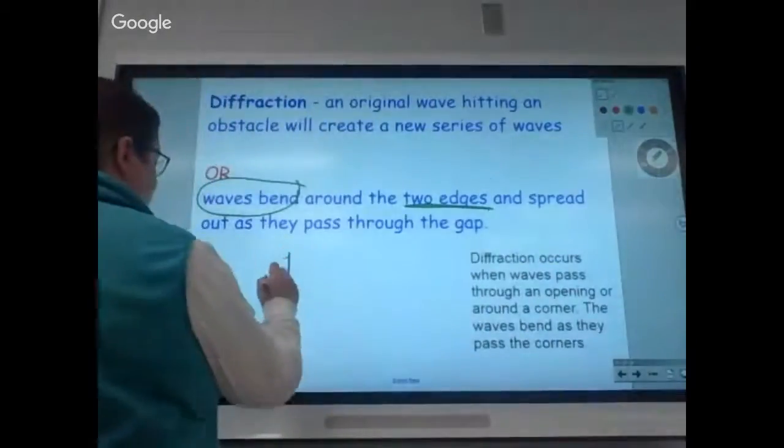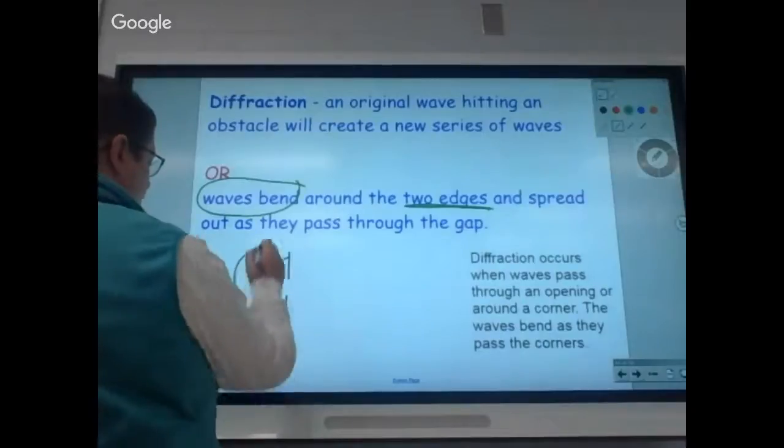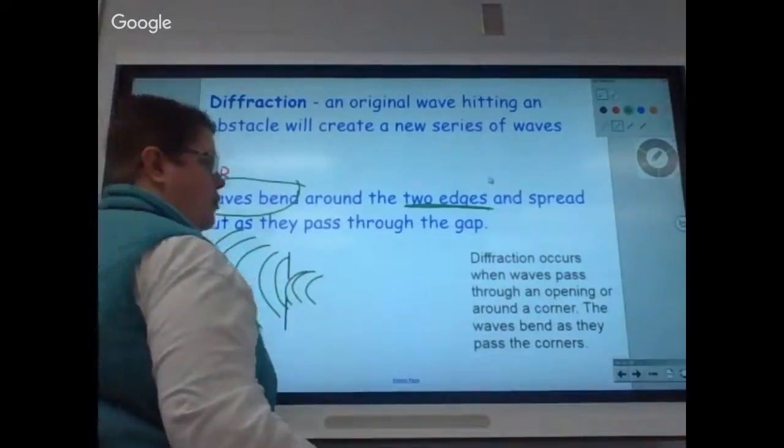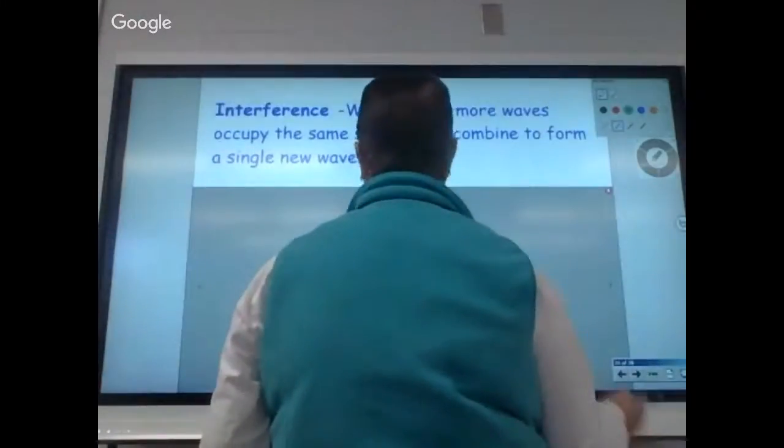All right? Now, I can't draw very well. But if you have a wave that passes through and creates new waves, when little waves go up there, you get diffraction.